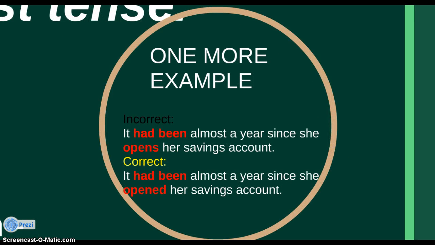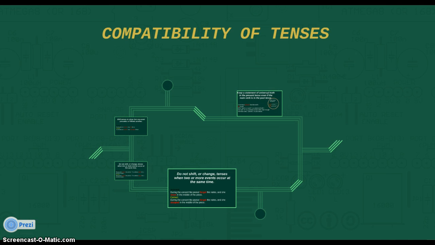Let me give you one more example. Let's look at an incorrect sentence. It had been almost a year since she opens her savings account. Here we're shifting from a past tense to a present tense. We need to keep them the same. It had been almost a year since she opened her savings account. In this sentence, our verb tenses are in agreement. They don't shift from past to present or present to past.